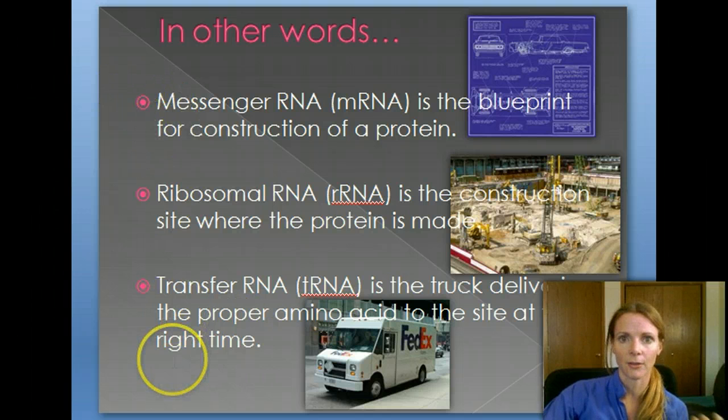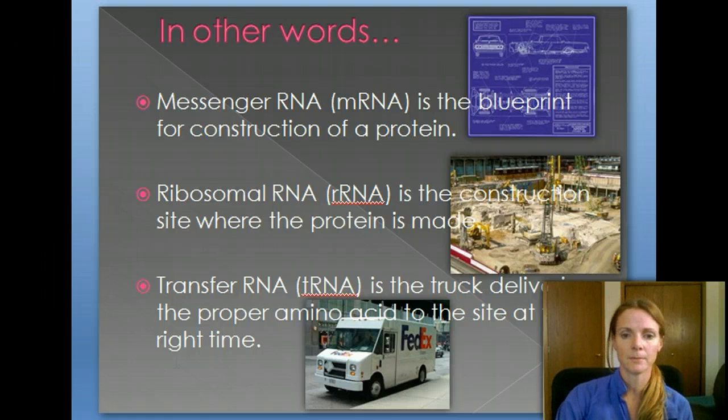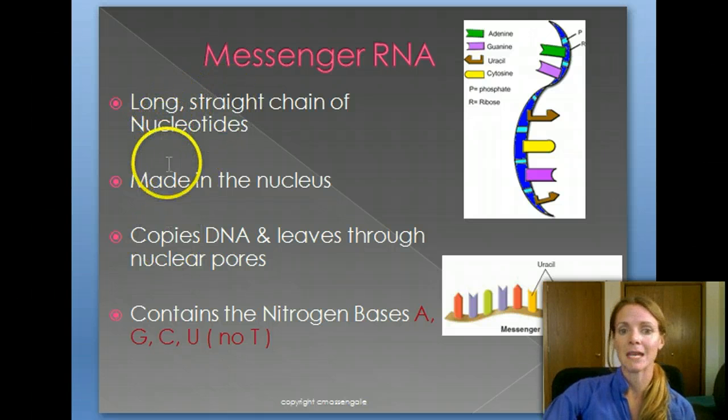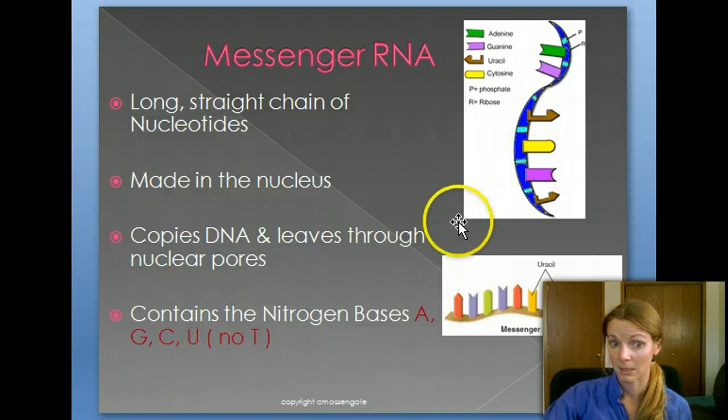All three of these have to work together in order to have your amino acids and your proteins synthesized, okay? Because again, amino acids make up a protein. Remember that too. Messenger RNA is a long straight chain of nucleotides made in the nucleus, okay? It copies the DNA in the nucleus and then comes out to the ribosomes. That's where protein synthesis takes place, out in the cytoplasm on the ribosomes, okay? But first, you have to get that RNA to get the code from the DNA. Make sense?